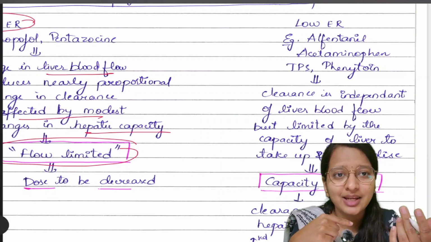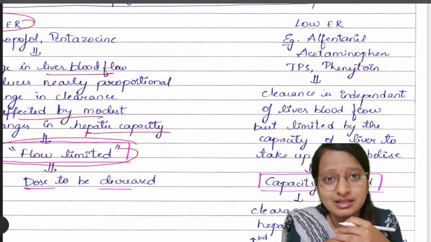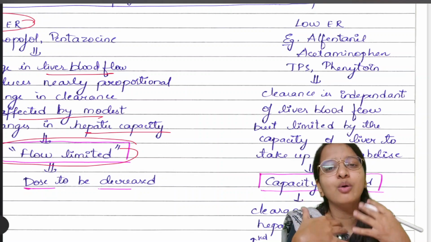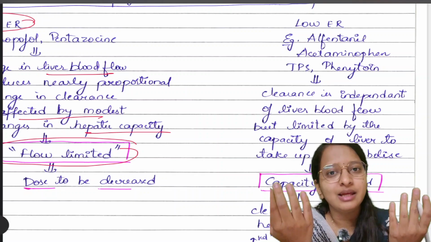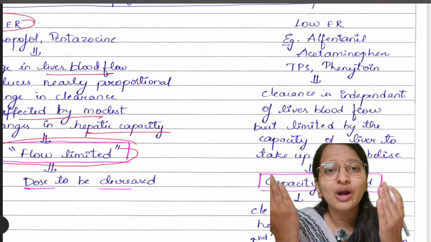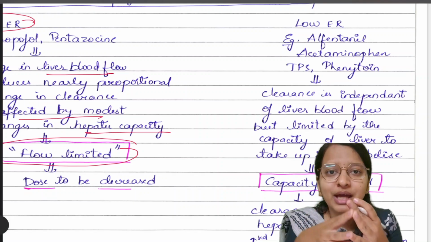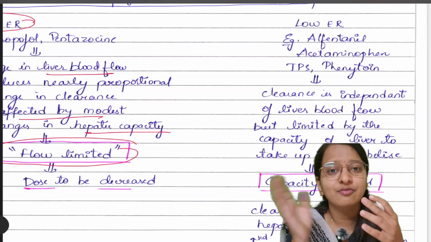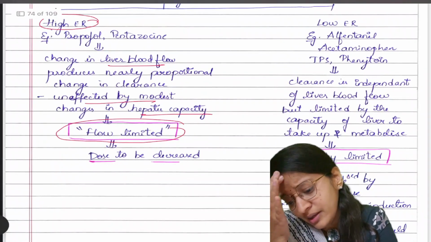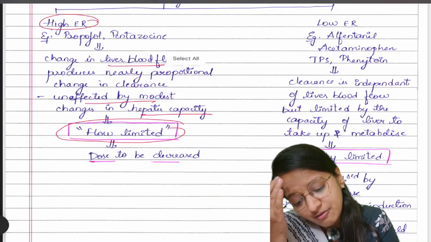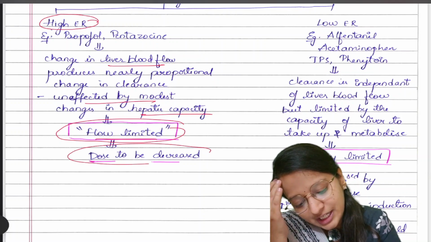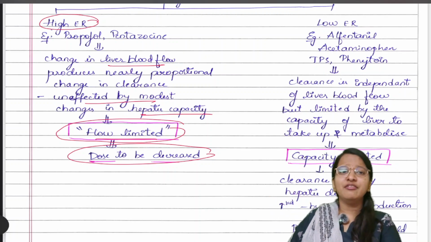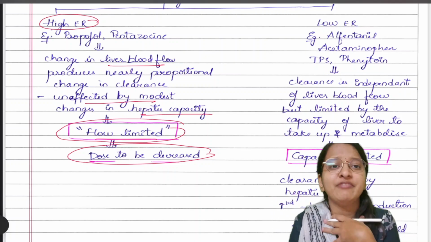In the second scenario, my capacity is less. So if you keep on giving me, my burden will increase. I can't do anything. So you have to give me some time to do that work. So it is capacity limited. Okay. So these two are very important. High extraction ratio, it is flow limited. That means here we have to decrease the dose. So if you give me, I'm affected now.